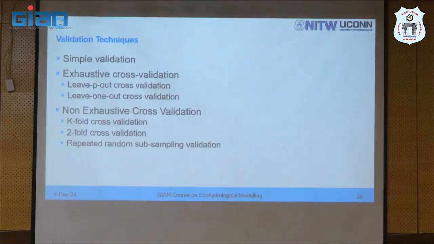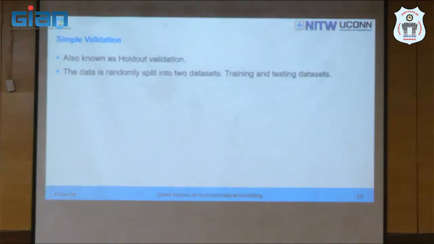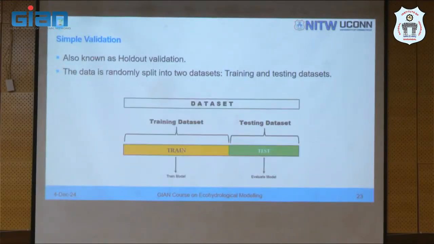How many of you are exposed to machine learning? You use mostly these kinds of exhaustive methods to train your model, right? There it is known as training the model. Calibration is nothing but training your model. So let's see the simple validation. It's known as holdout validation. Data is randomly split into 2 data sets, training and testing, calibration and validation.